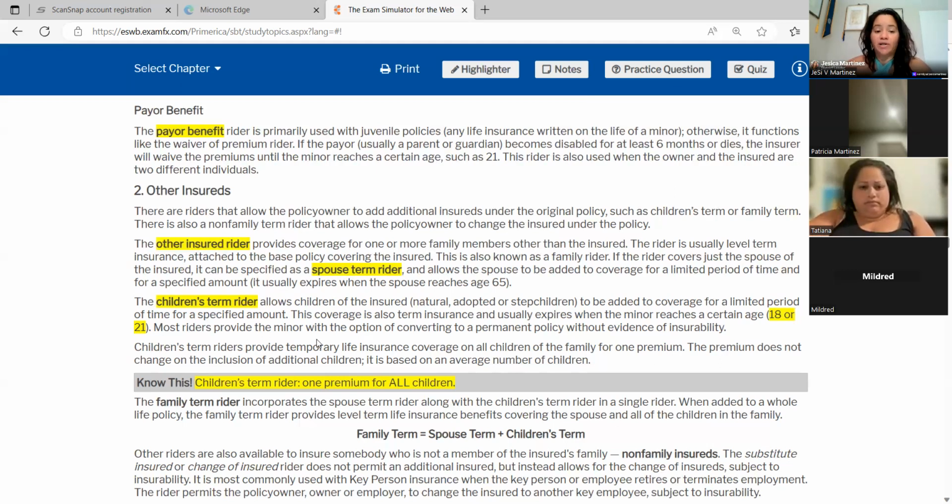Most riders provide the minor with the option of converting to a permanent policy without evidence of insurability. So they have the right at age 18 or 21 to go ahead and convert their policy from a rider to a full-on policy without the evidence of insurability. So God forbid they get diagnosed with any type of illness, they don't need to disclose any of that, and they will still have their life insurance in place.